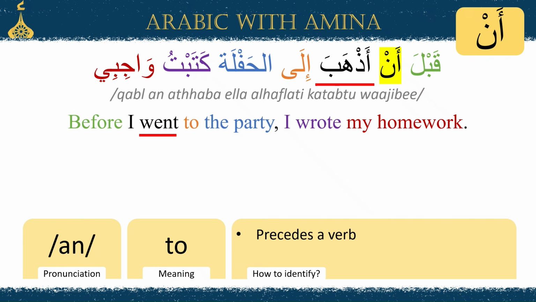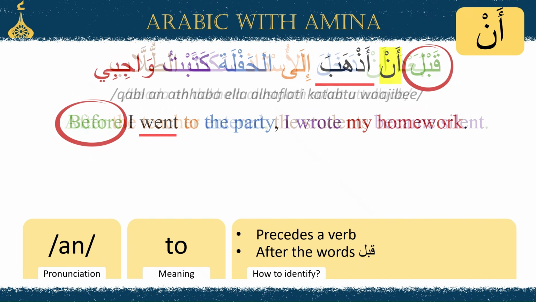Here, the particle an is used with another word to form a two-word subordinating conjunction. That word is qabl, or before. And this is another way we can identify the particle meaning to, an. If we are using an adverb of time, such as qabl, and we include an after it, it is most likely going to be an with a sukun and not a shadda, and the one that means to.